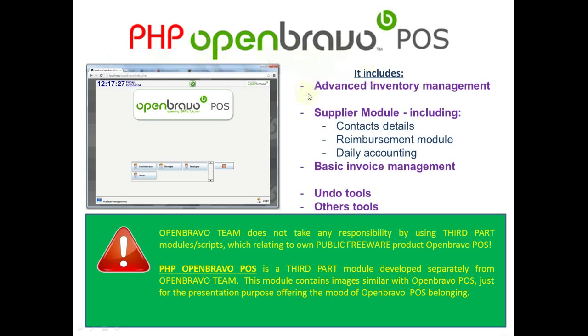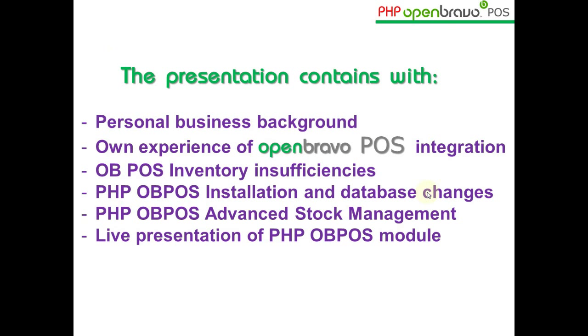PHP OPENBRAVO POS includes Advanced Inventory Management, a supplier module with contact details and daily suppliers accounting management. A very important tool is Basic Invoice Management. Also, this module includes many tools for undo operations done in OPENBRAVO POS, which I will probably pay more attention to in my future videos. So, the presentation contains personal business background, mainly PHP OPENBRAVO POS, which was developed on my own business needs. I will share my own experience of OPENBRAVO POS integration.